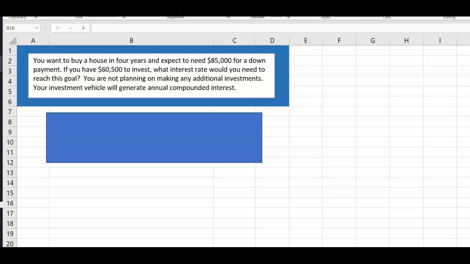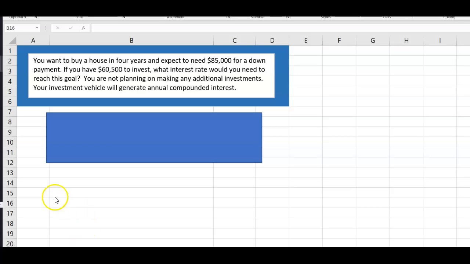Okay, let's look at this time value of money problem. I'll read it to you. You want to buy a house in 4 years and expect to need $85,000 for a down payment. If you have $60,500 to invest, what interest rate would you need to reach this goal? You are not planning on making any additional investments. Your investment vehicle will generate annual compounded interest.